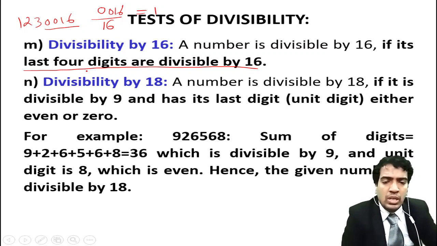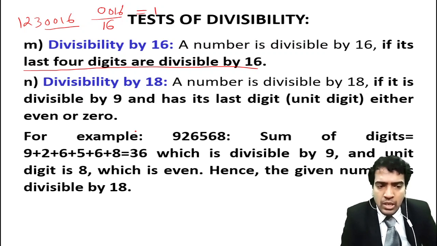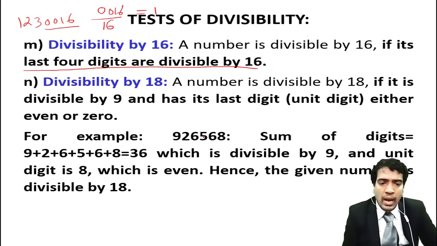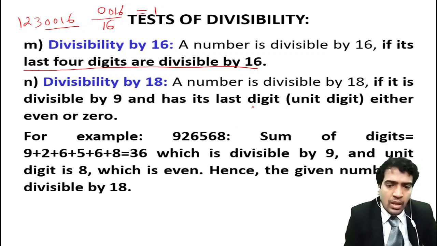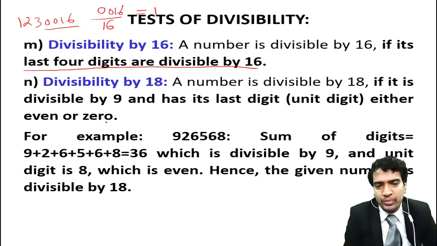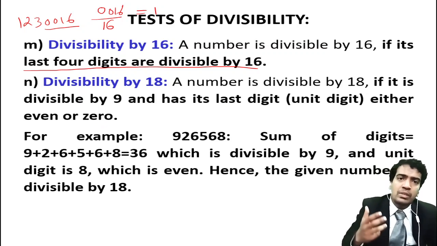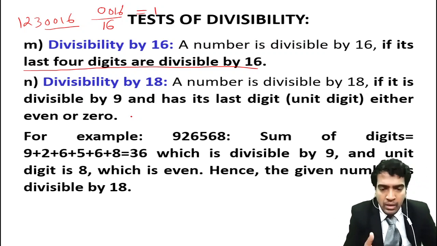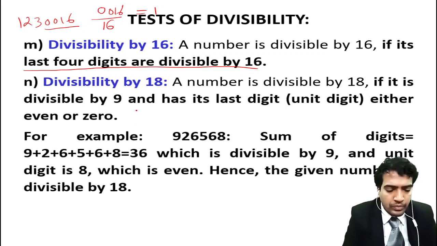And the test of divisibility by the number 18: a number is said to be divisible by 18 if it is divisible by 9 and has its last digit either even or 0. In essence, if the number is divisible by both 9 and 2, then the number is divisible by 18. You can go through the example given here.